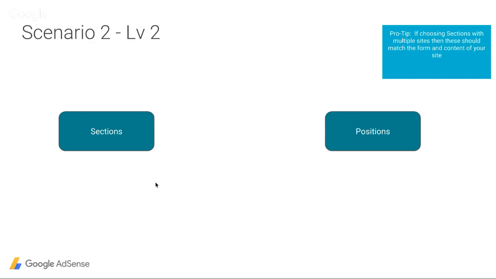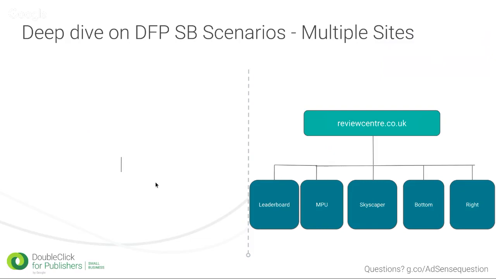And just to note that when you are working with multiple sites or different apps, your second level, if you are working through sections, you should maybe match the form and content of your site, as we saw with the review center. So your sections could represent home, electronics, entertainment, home and garden, etc. Okay.